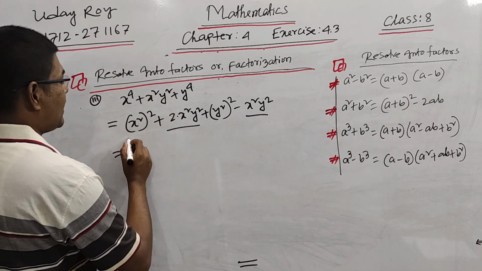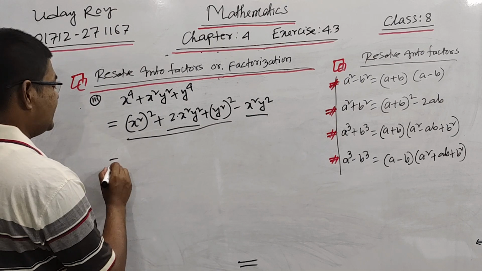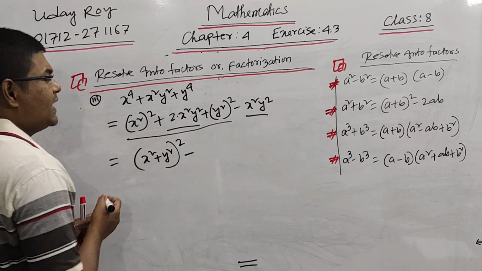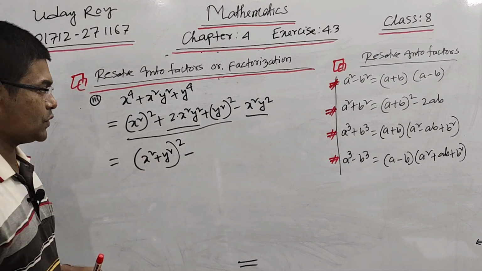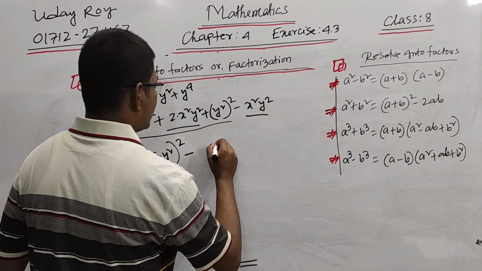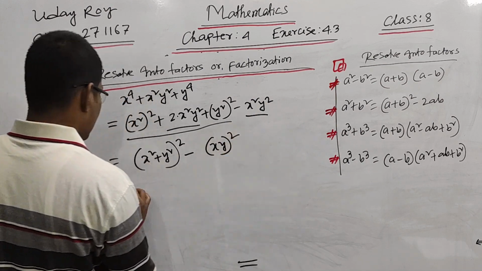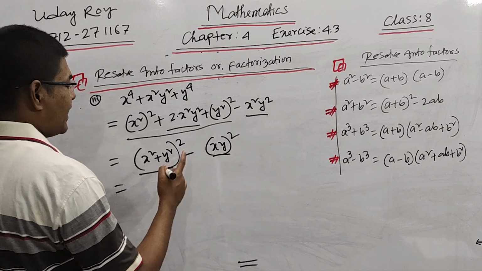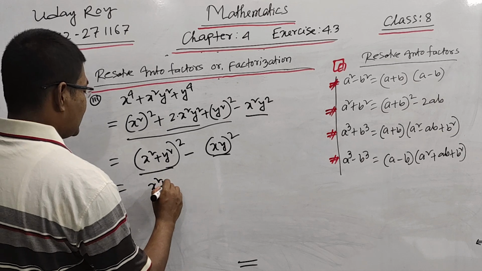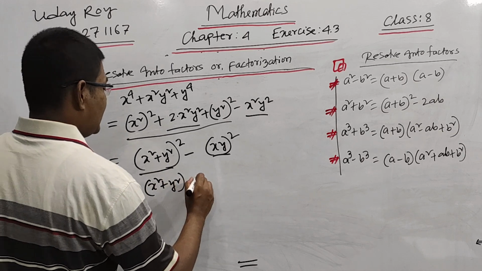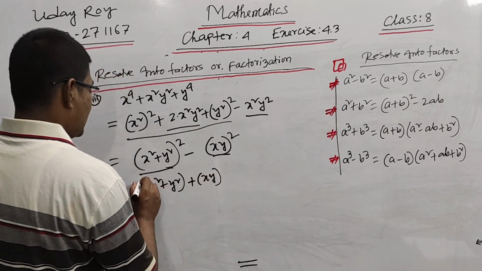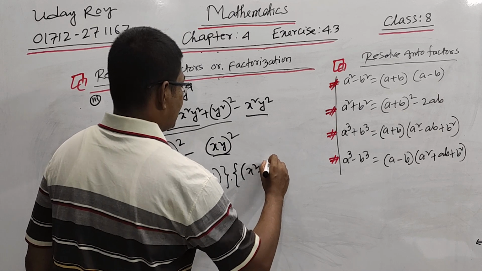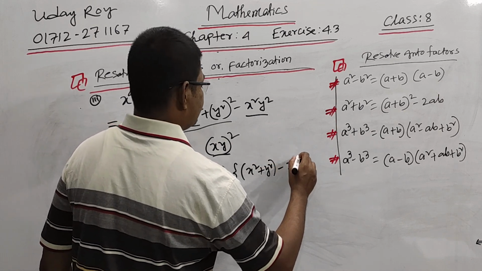If we subtract this from this, we will get x square plus y square whole square, that means a plus b whole square. And here is x square y square, we can write xy whole square. So this is a square and this is b square. If we break, we will get a plus b into a minus b.